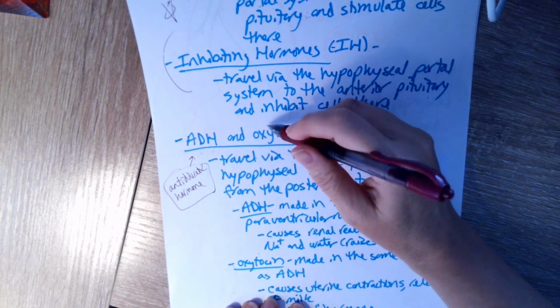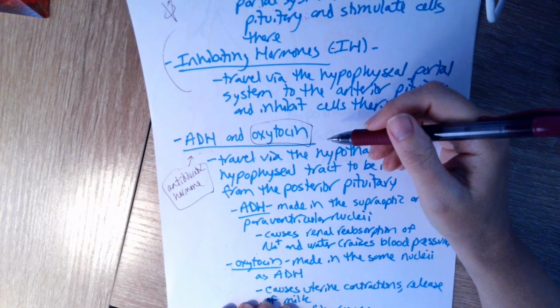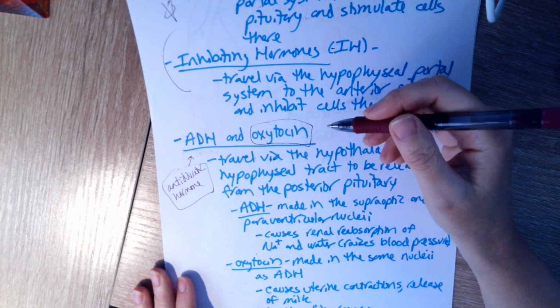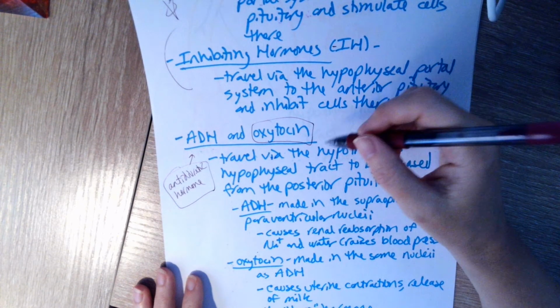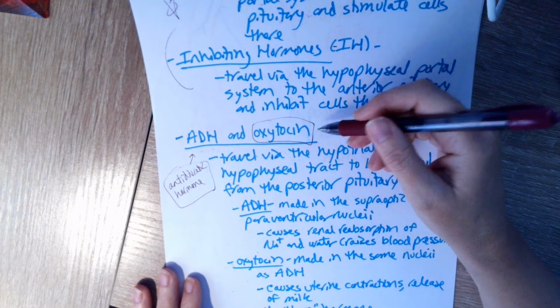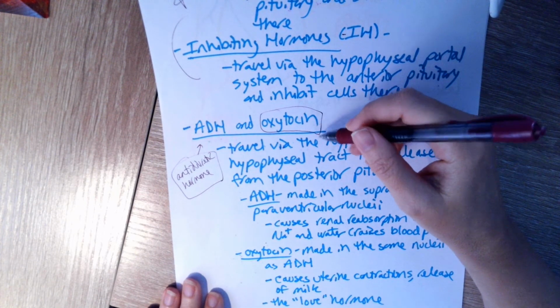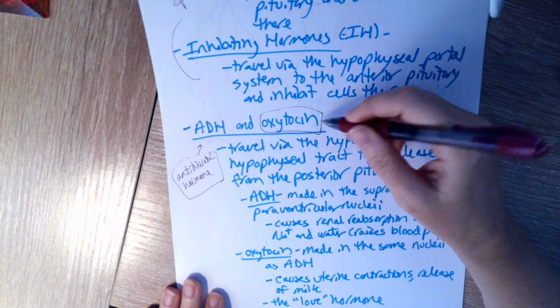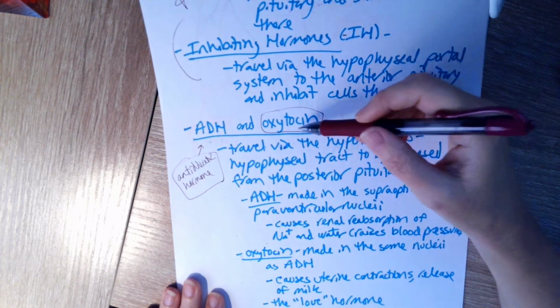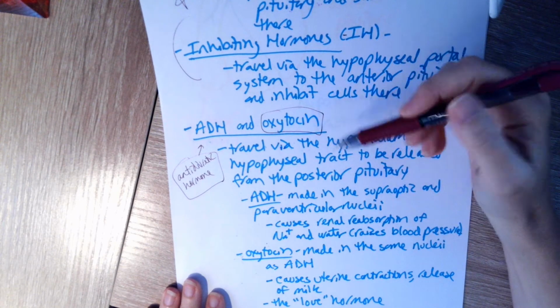Oxytocin is something that has to do with childbirth. It causes smooth muscle contractions around the uterus to cause childbirth. It causes the release of milk. You may also have heard of this as the love hormone. It gets in your brain and it causes feelings of love, which are handy right after childbirth, to love the baby, right? So oxytocin is that hormone.